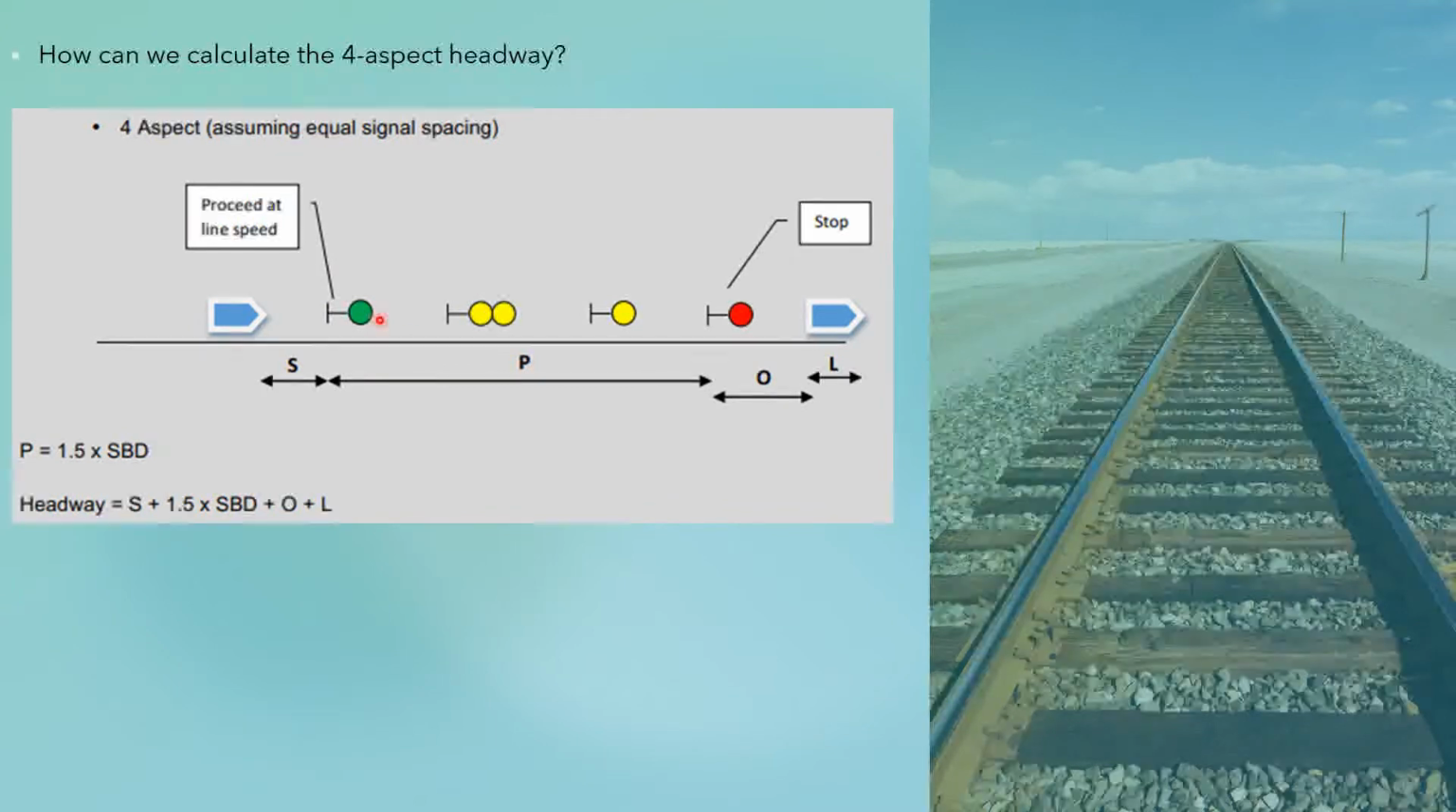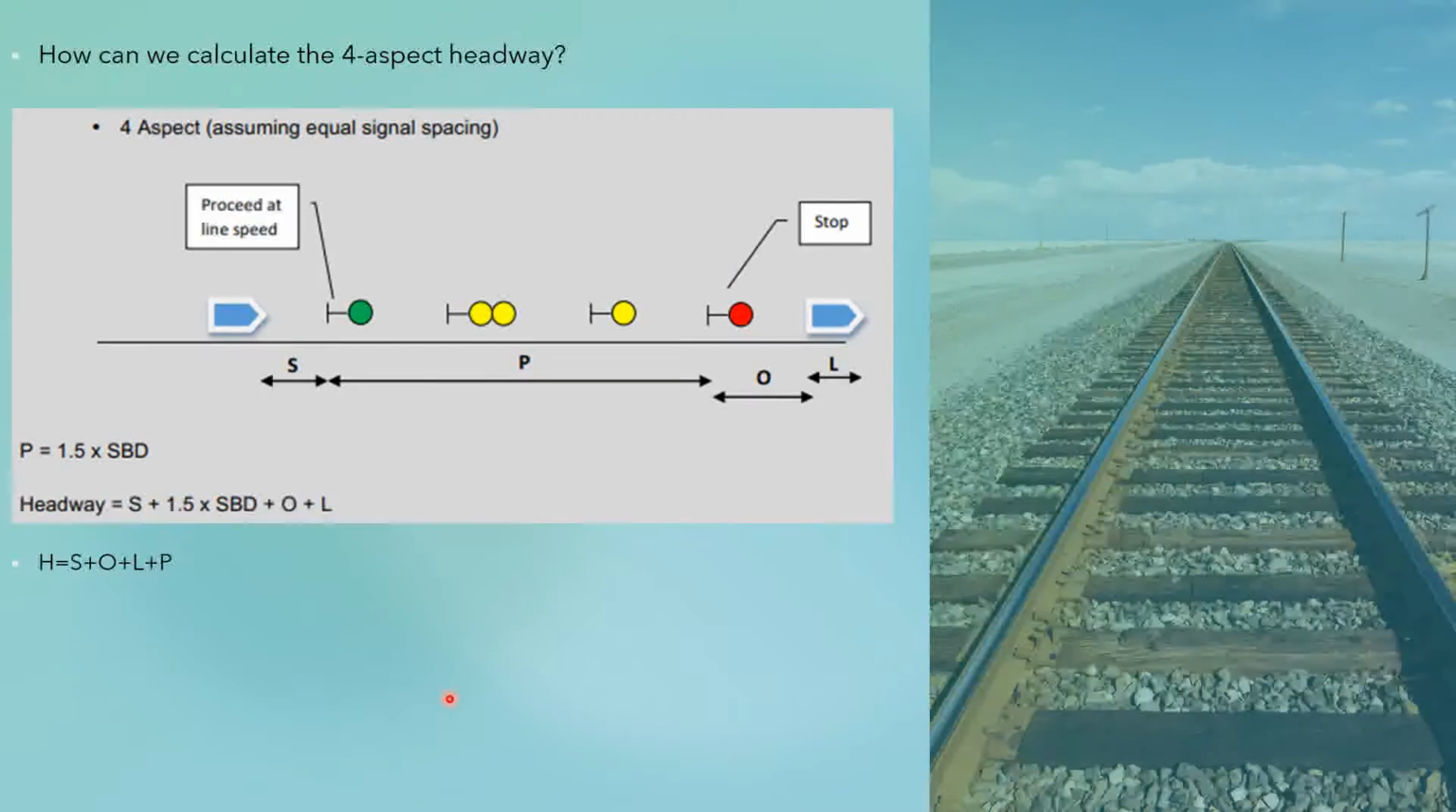The first aspect is a preceded aspect. The second one is the first quotient signal. The third one is the second quotient signal. And the fourth one is the exit signal from the block section, and the distance between the entrance signal and the exit signal is B.